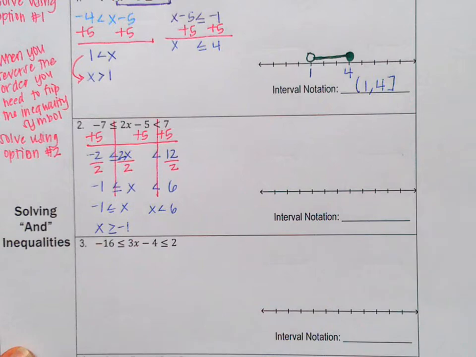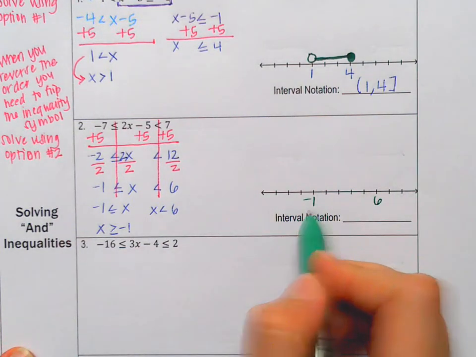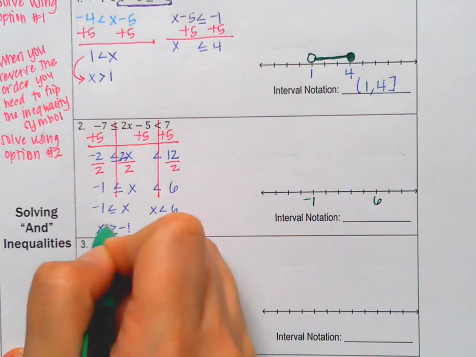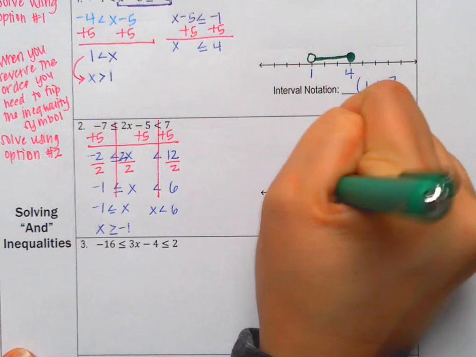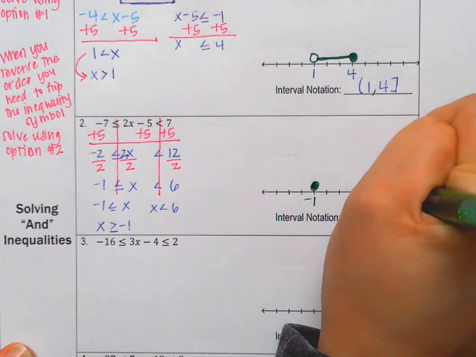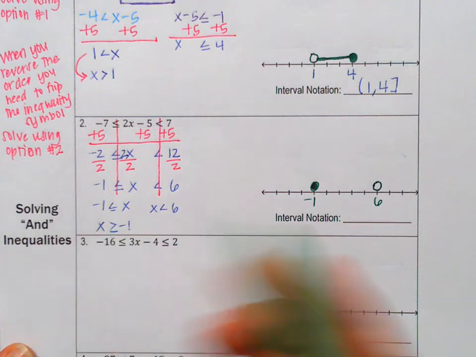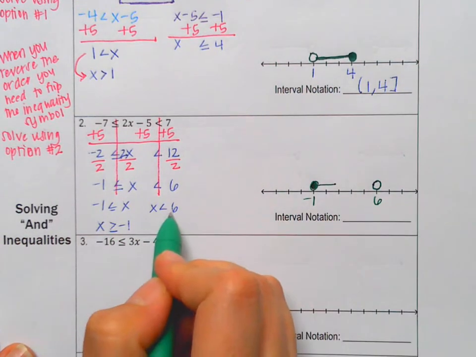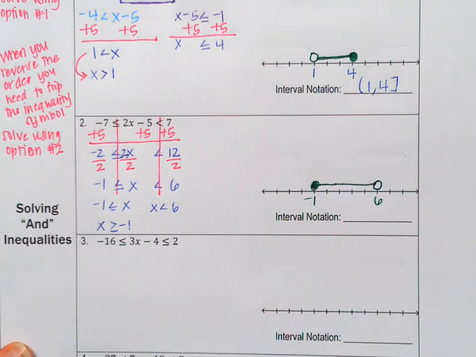So then we can just graph that on one graph. So I have -1 and then 6. Remember, we're doing it in order from least to greatest. -1 is greater than or equal to. So that "or equal to" is going to be a closed circle. And then less than 6 is going to be an open circle, because it doesn't have that extra line. So greater than -1 is going in the positive direction. Less than 6 is going in the negative direction. So those are, as we knew they would, coming together and meeting.